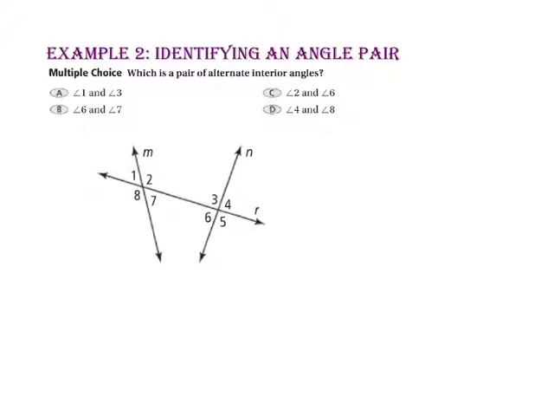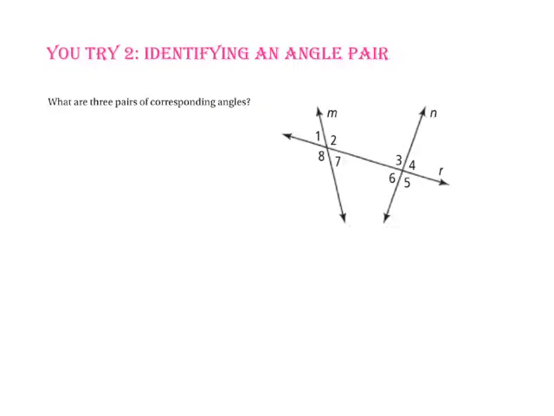In example 2, we're going to identify angle pairs. Here, it asks us which is a pair of alternate interior angles. Well, we know that alternate interior angles are on opposite sides of the transversal, and they are interior, in between the two lines. So we know that angle 7 and angle 3 would be alternate interior angles, and angle 2 and angle 6 would be alternate interior angles. Since C, angle 2 and angle 6 are our only choice, that is our correct answer. Pause the video and try number 2.